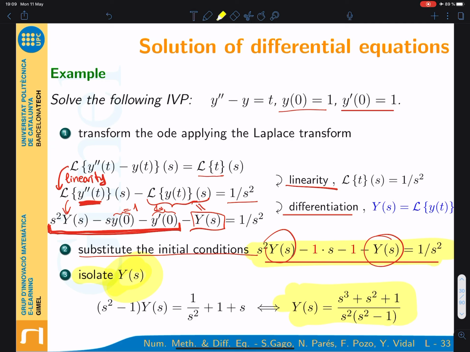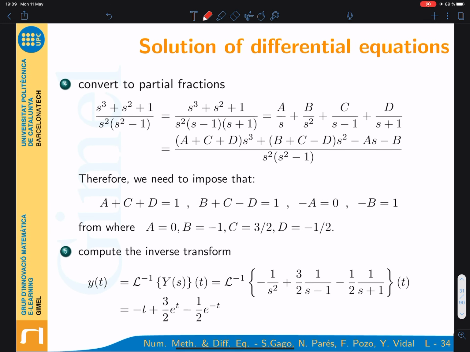Now, as you can see, what we have obtained here does not appear in the table of basic Laplace transforms. So we really need to work a little bit in order to go back and find the solution of the initial value problem, y(t), which is the inverse Laplace transform of this thing, Y(s), that we have here, okay? So that's the last step, which is to compute the inverse Laplace transform of this thing.